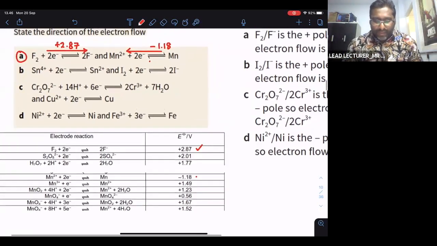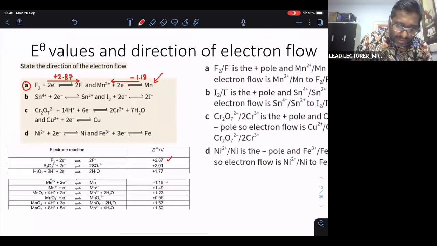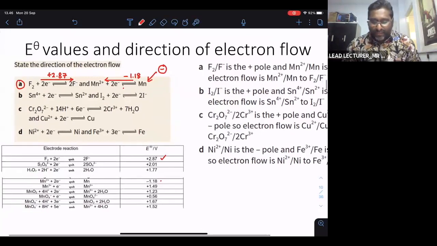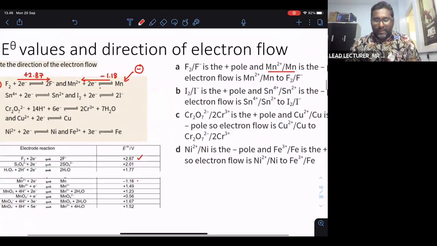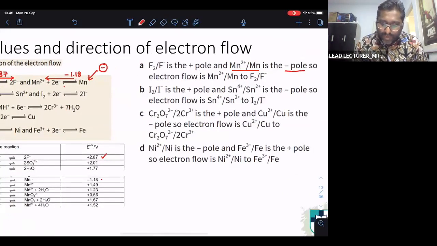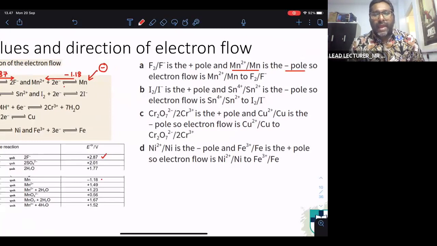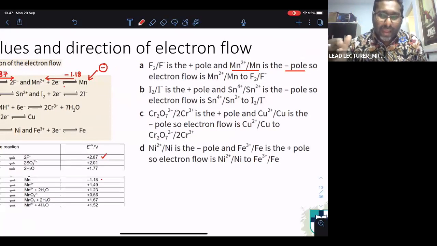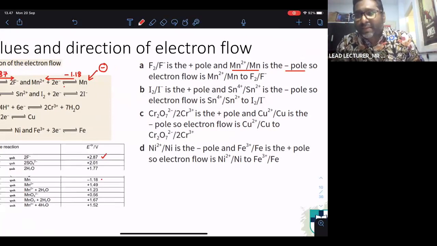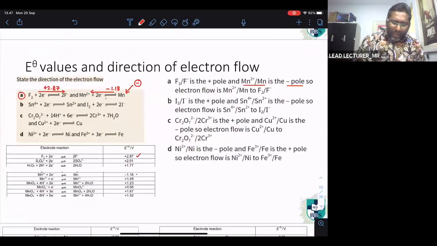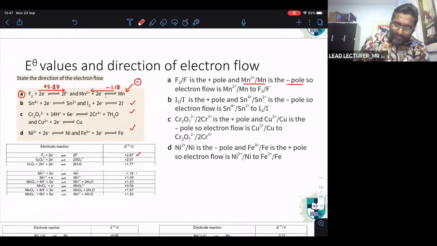So that's why you can see this is going to be the negative terminal. You can see here Mn2+ and Mn is the half cell, and that is going to be the negative pole, the negative terminal, where the electrons are going to flow from. The Mn2+ and Mn half cell will send electrons to the half cell that contains F2 and F−. So this is how you determine it. The same thing you can apply for all these examples. You can try on your own later.